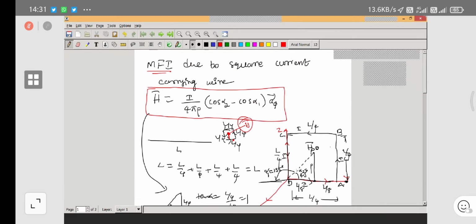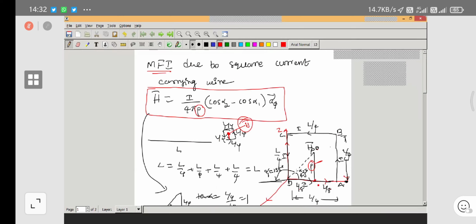This is the distance rho. Please listen, this is the distance rho. At this point we divide the length: the total side length is L by 4, so this is L by 8 and this is L by 8. This is the distance rho. We know what rho is: rho is the distance from the connected point O to this line A.